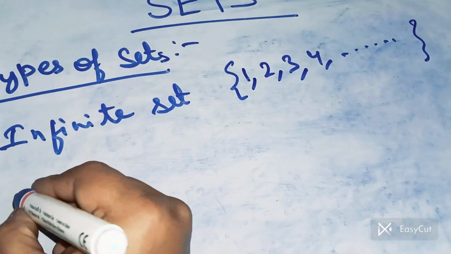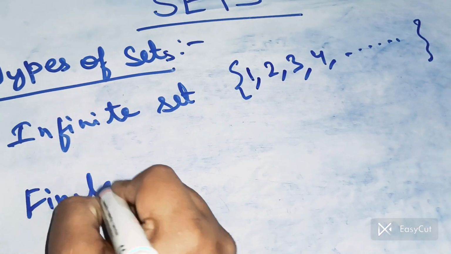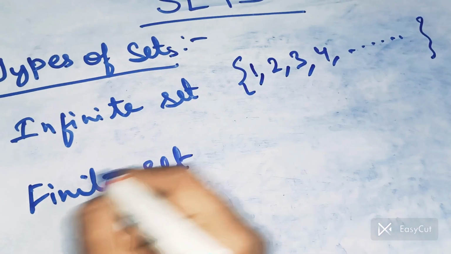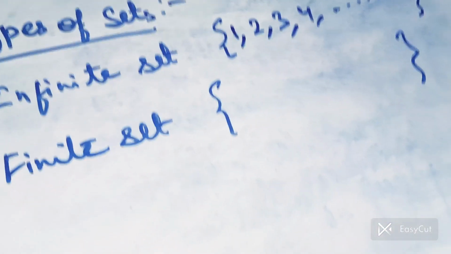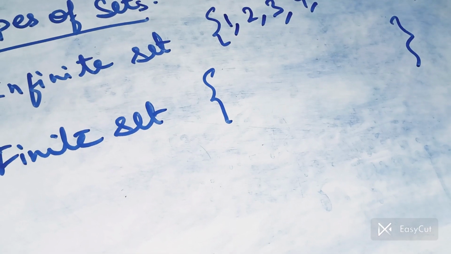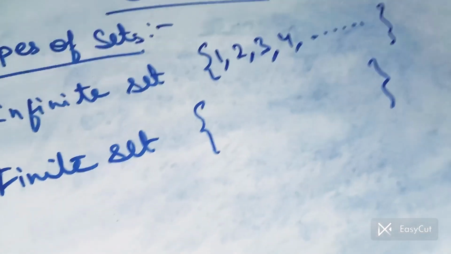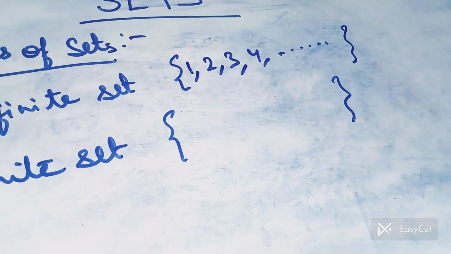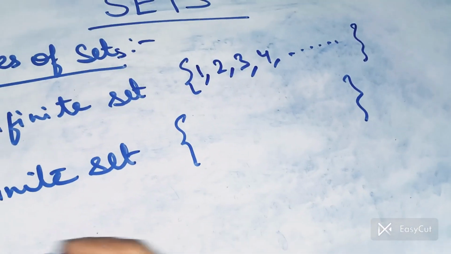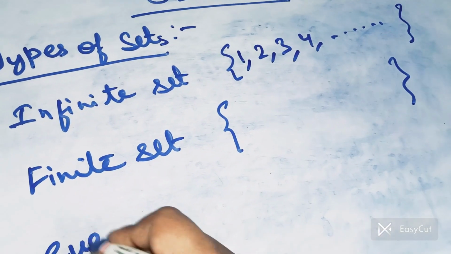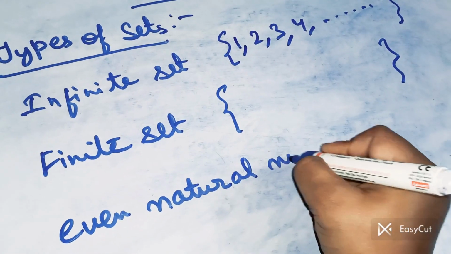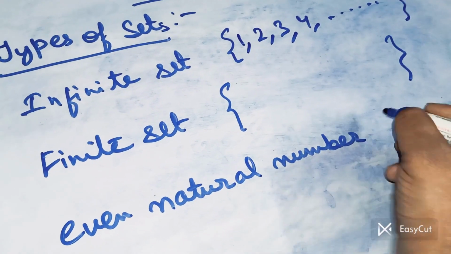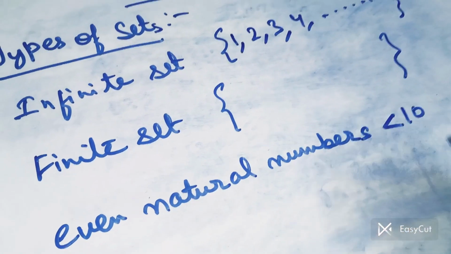And when it will be a finite set, of course, when the last element is known, when there is a limitation, like the set of even natural numbers less than 10. Even, what did I say? Even natural numbers which is less than 10.